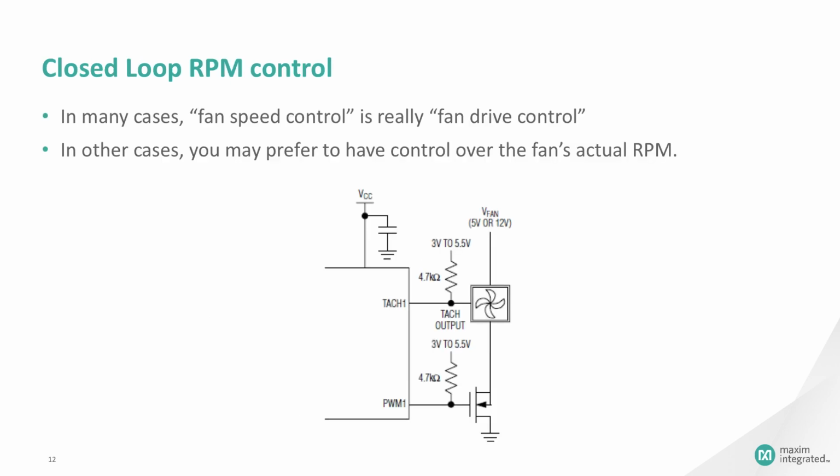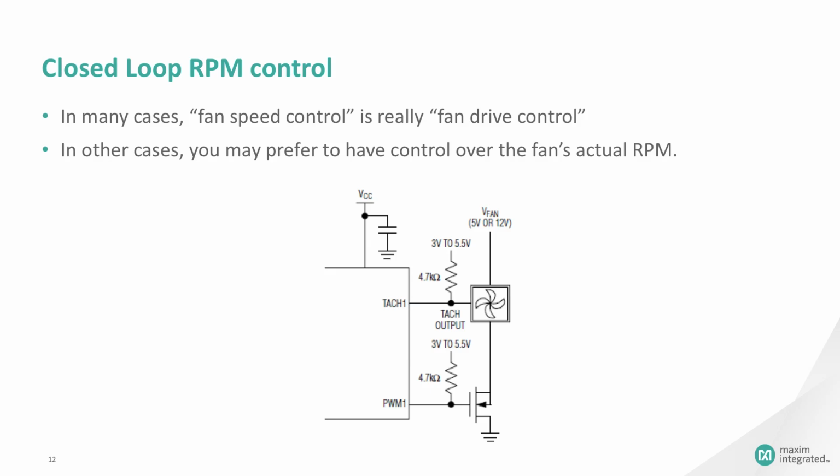In many cases, fan speed control is really fan drive control. For a given thermal condition, you provide the fan with a corresponding PWM duty cycle or supply voltage. The actual fan speed may vary from the nominal value by several percent due to fan-to-fan variations, power supply tolerance, and other uncertainties. This open-loop speed control is sufficiently precise in many systems.